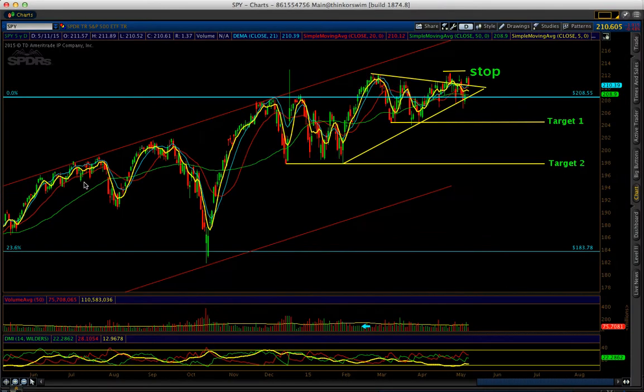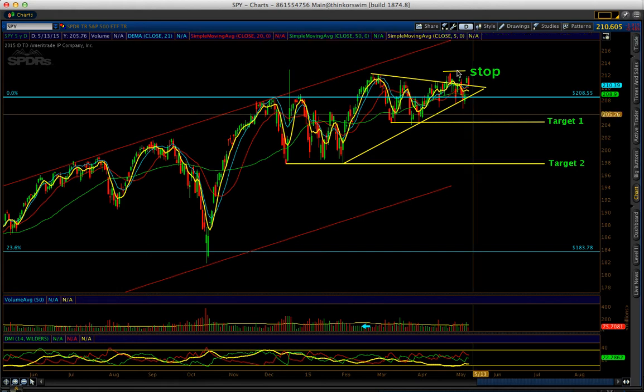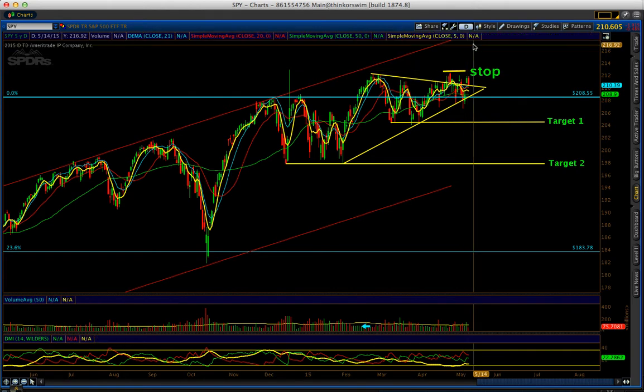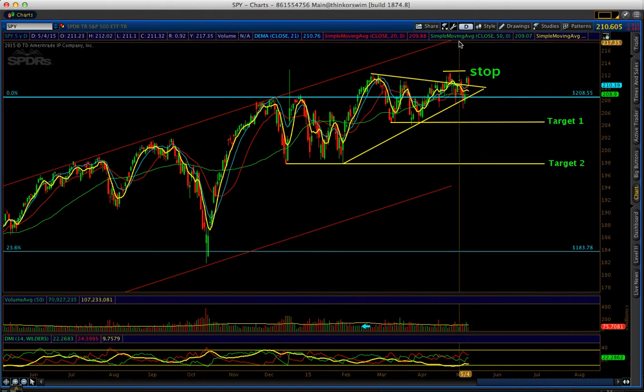Let's talk about the Spider. The Spider, as you can see here, we have a short position in the Spider. It looks like it failed right here. My stop is $212.50. That's my stop right here. If we break out that level, we have to get out because this thing is gonna go to 217, 218.